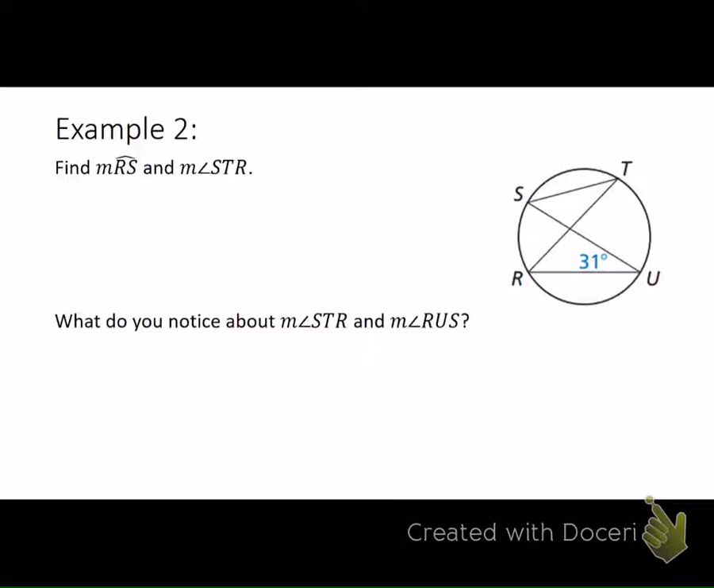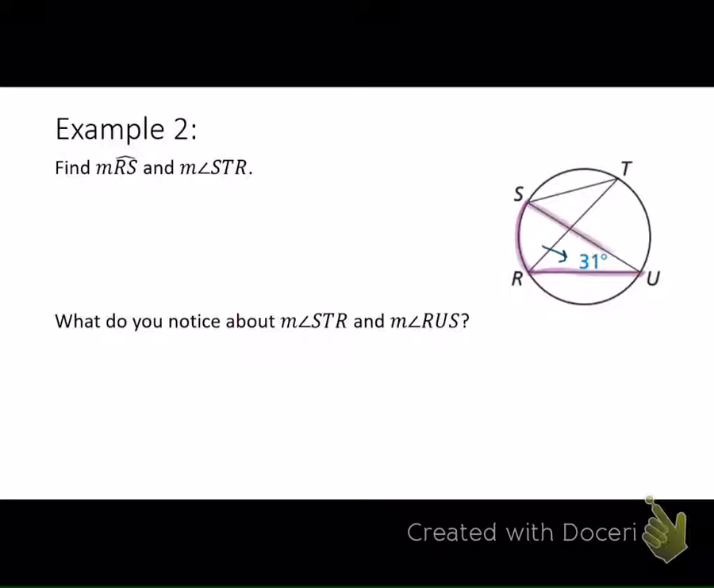All right, find the measure of arc RS and the measure of angle STR. So RS should be pretty straightforward for us to find first. What angle are we going to look at? There's two that we could use. What two angles could we use here? What's the other angle you technically could use, but it isn't giving you enough information at this point?